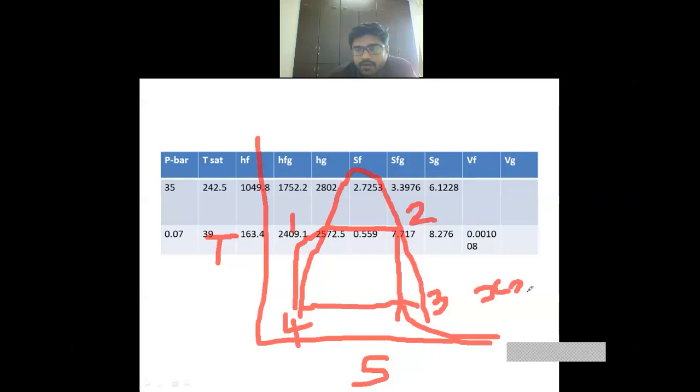Now, to find out this enthalpy, we require the dryness fraction at point 3. But it is basically not given. The dryness fraction is not given. So how do we find out the enthalpy H3? That is still a problem.